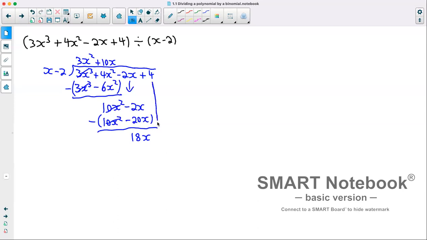We then bring down this last term. So we have plus 4. x goes into 18x 18 times. So 18 times x is 18x. 18 times -2 is -36. We're subtracting this. So 18x minus 18x, those are going to cancel out. Then 4 minus -36, that's 4 plus 36 essentially. So we've got 40. So our quotient is 3x squared plus 10x plus 18. And then we have a remainder of 40.